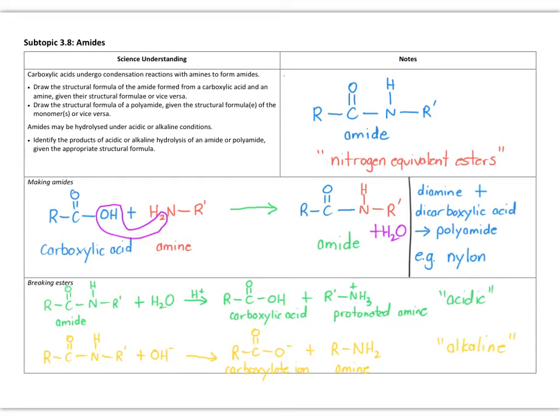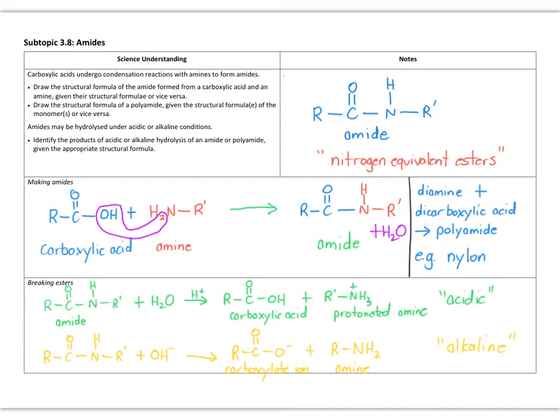Again, if we take a diamine and a dicarboxylic acid, we can make a polyamide. We did that just before, or previous, I'm not sure, it might be in the previous video actually, with a dialcohol or a diol and a dicarboxylic acid. An example of a polymer made like that is nylon. So, nylon is made from a dicarboxylic acid and a diamine.